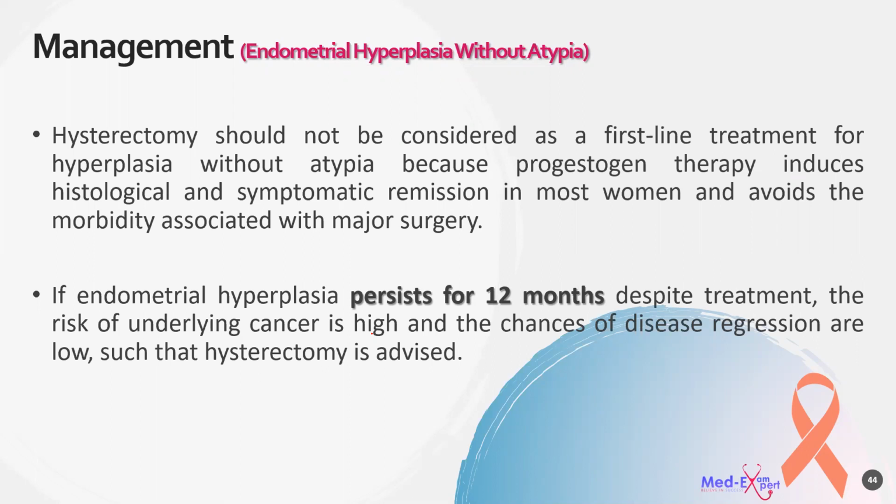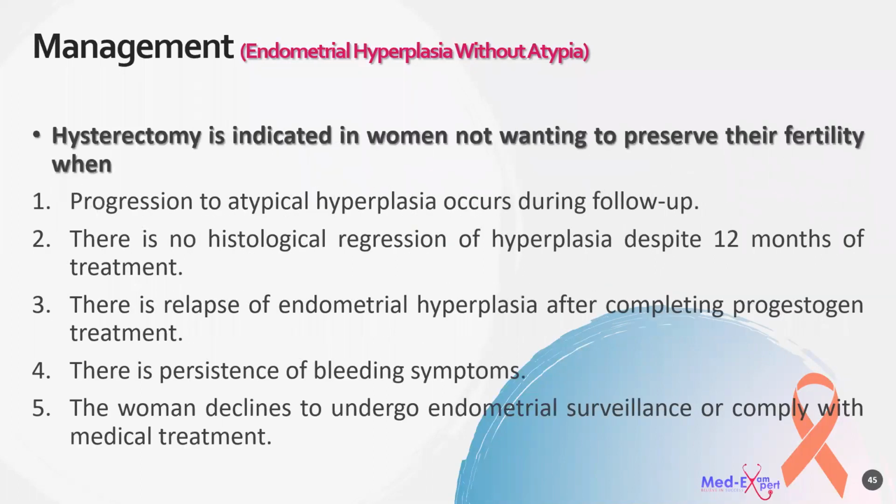If the endometrial hyperplasia persists for 12 months, and this is very important, we have to know this duration very well, okay? If the endometrial hyperplasia persists for 12 months despite treatment, the underlying risk of cancer is high and the chances of disease regression are now low, such that hysterectomy is advised. And according to the guidelines, we have certain conditions in which hysterectomy is indicated, especially if the woman is not wishing to preserve her fertility.